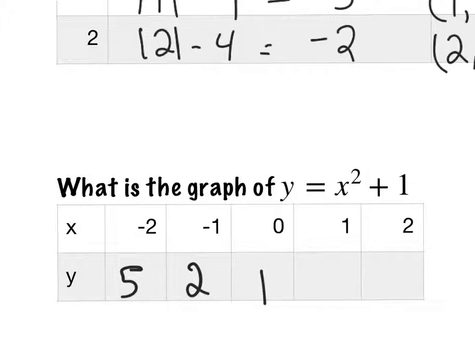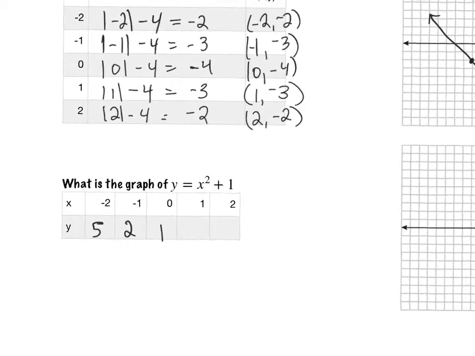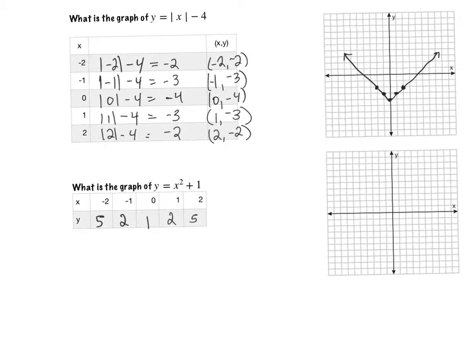And then I also, because we're squaring and we get positive things too, this graph also has a symmetry to it. So 1 and -1 are going to have the same y value. 2 and -2 will also have the same y value. So -1 squared would give me 1. 1 plus 1 is 2.